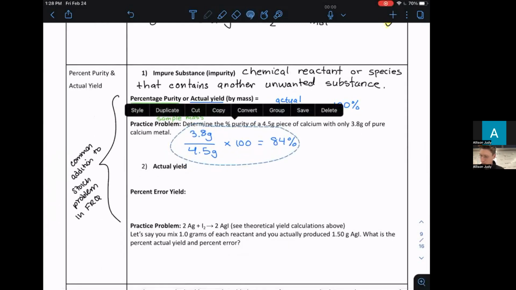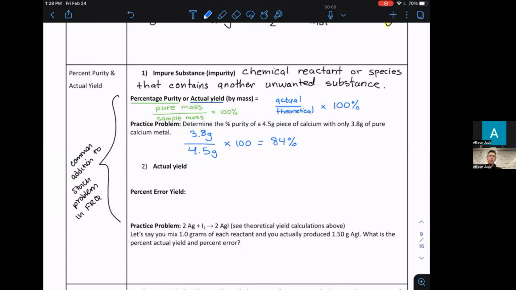So actual yield, this is very important to note. The actual yield is always less than the theoretical yield. Whatever you get is always going to be less than theoretical. It definitely can't be more. I don't know if it can technically be the same, but it should always be less. So if you get an actual yield that is more than your theoretical yield, you are wrong somehow. So we're just noting that here: actual yield is always less than theoretical.